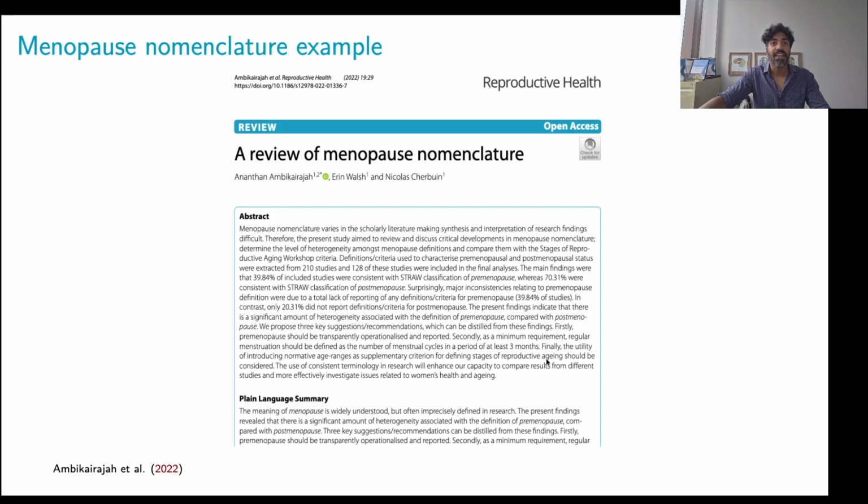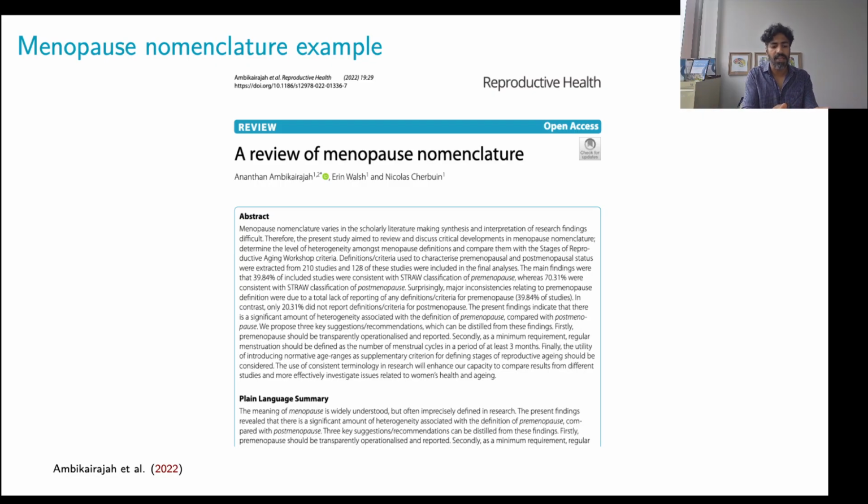And so here's an example of a paper I did that was a review of menopause nomenclature. It's a fancy word for essentially saying the definitions associated with menopause. So how did people in studies define premenopausal women and how did they define postmenopausal women? And what I found is that defining these constructs in themselves has been a complex endeavor. And this paper sort of goes through the history of that process.